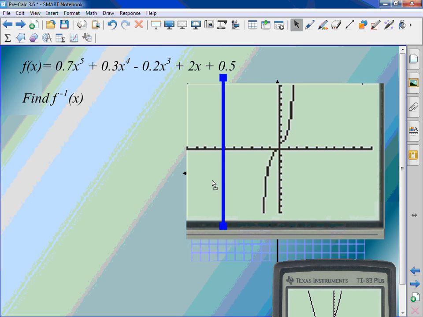The vertical line tells me if the original function, or the original graph, is a function. What can I do instead of turning the calculator? Think of a horizontal line. If this passes a horizontal line test, there is an inverse.